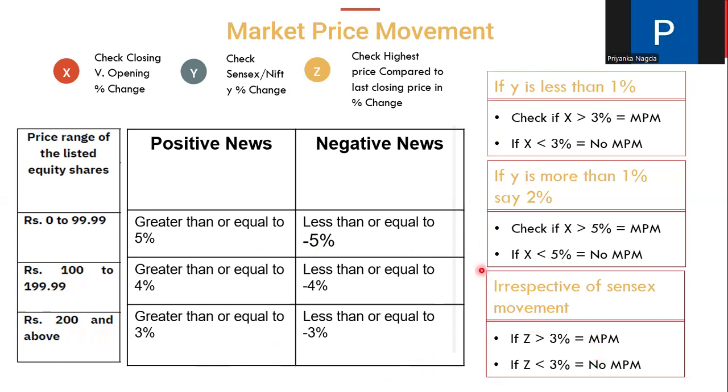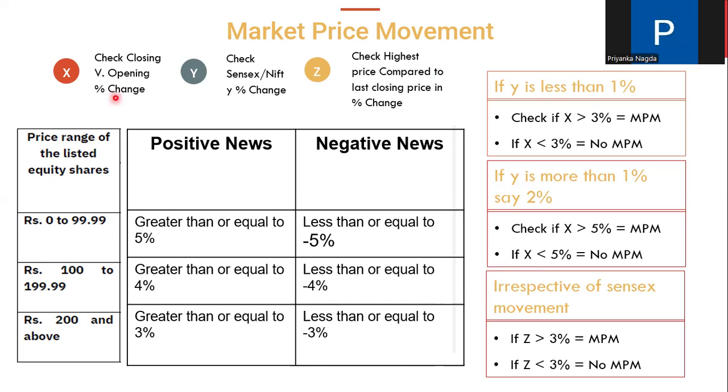The next thing that is also important is that there is a benchmark index also. So if there is a change in the benchmark index greater than 1%, then even that has to be added in the price of the securities to calculate the MPM. So this is the concept. Now let us start with an illustration. You can see this is X. X is the percentage change of the closing price of the previous day versus the opening price of the current day, which is at 9:30 a.m. So that percentage is our X.